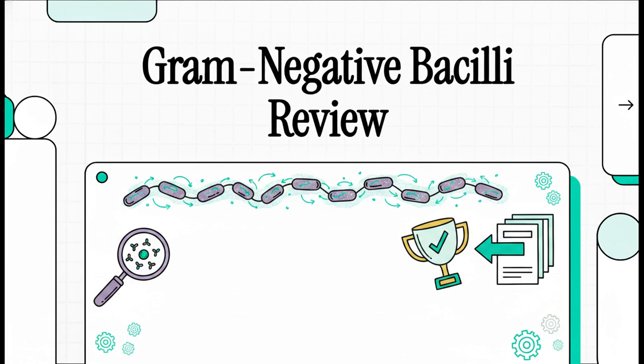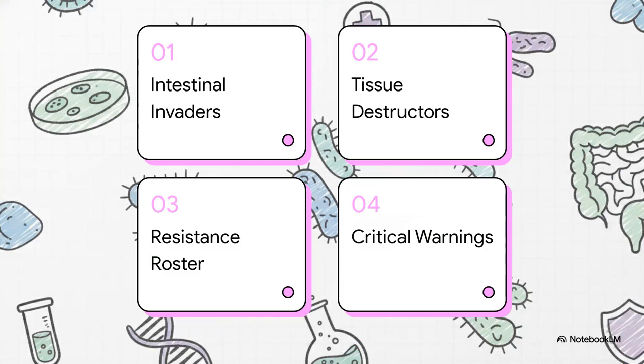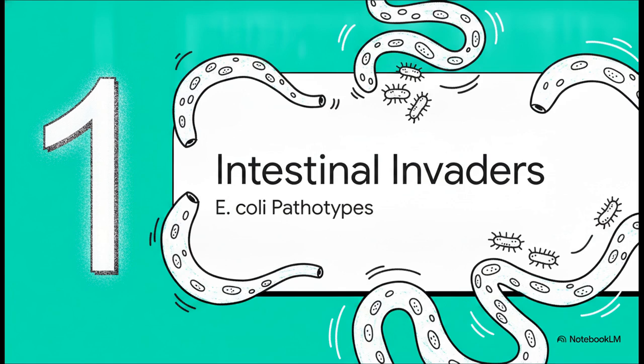I've structured this entire review to give you exactly what you need to recognize the buzzwords, understand the underlying mechanisms, and honestly, just confidently pick the right answer on exam day. Here's our game plan for today. We're hitting 4 major highly testable zones: intestinal invaders, tissue destructors, a full resistance roster, and finally, those critical warnings you absolutely cannot miss. All right, let's jump straight into part 1, the intestinal invaders.